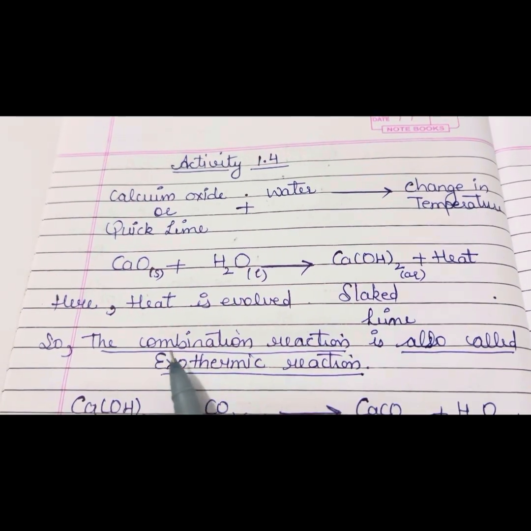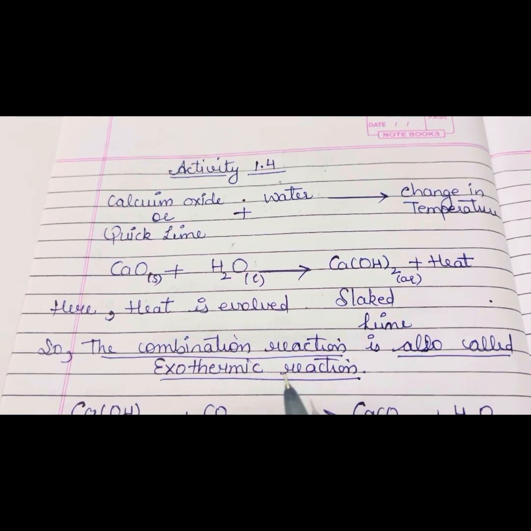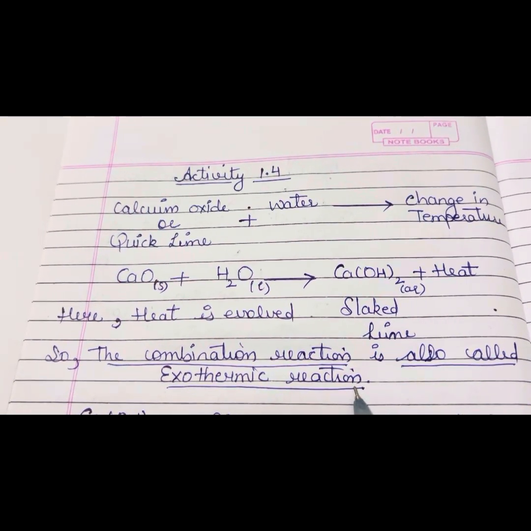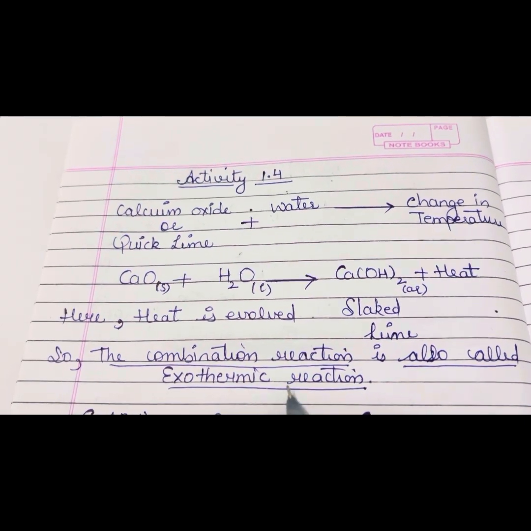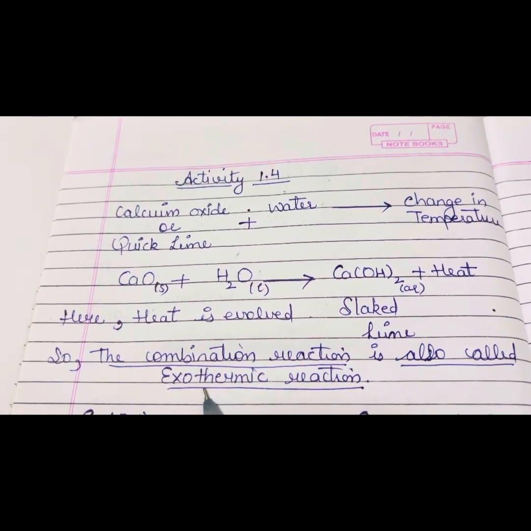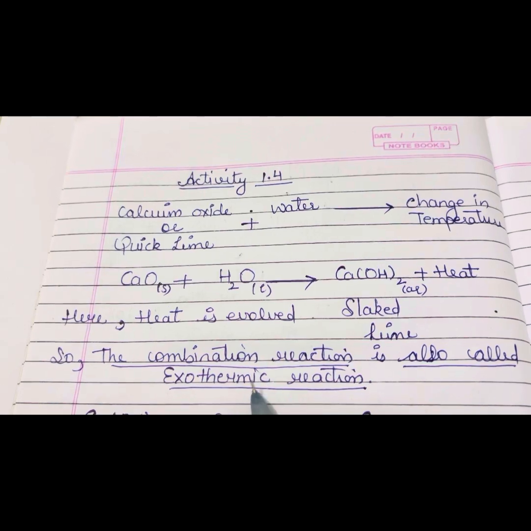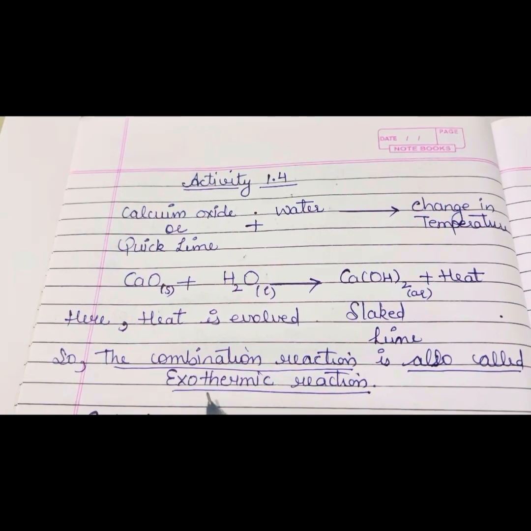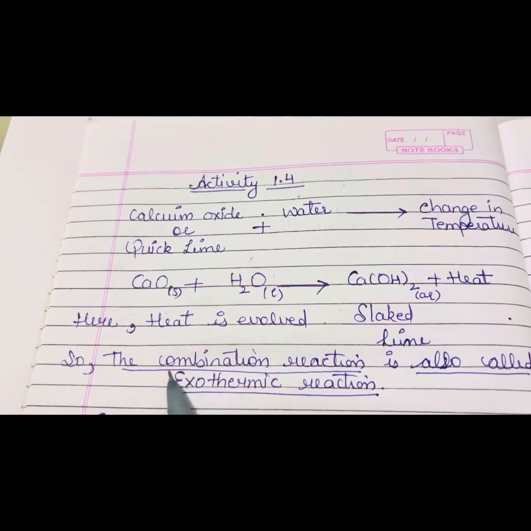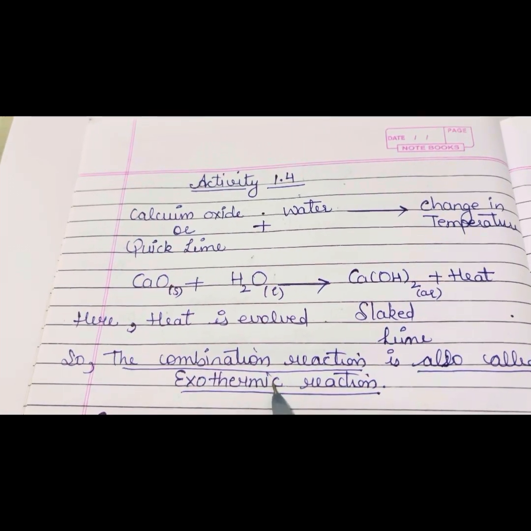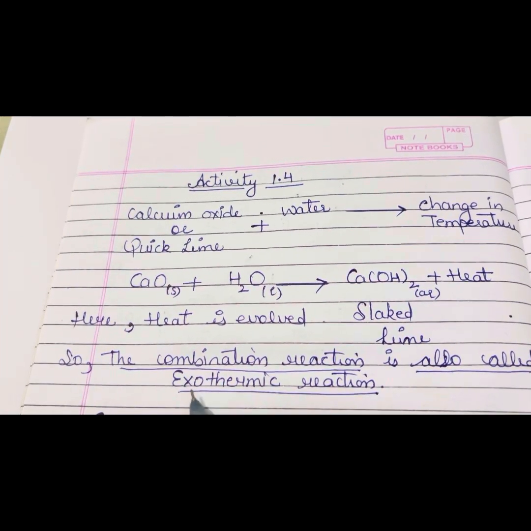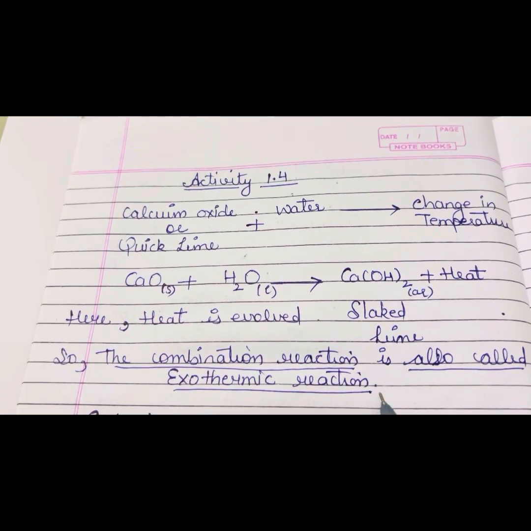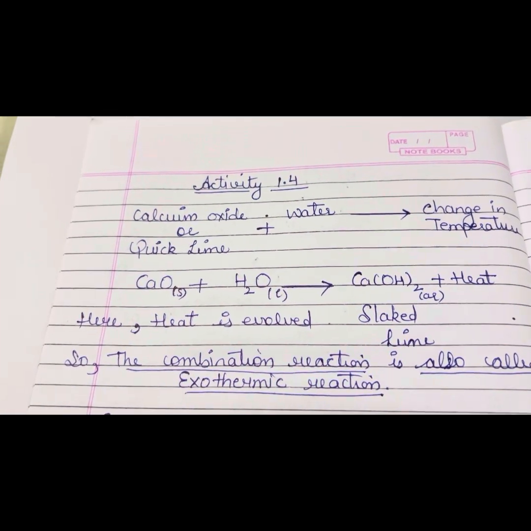So the combination reaction is also called an exothermic reaction. In the previous video, we have already discussed the exothermic reaction. Exothermic reactions are those reactions in which heat is evolved or released, where the term exo means exit and thermic means heat. That means heat is going outside. So this type of reaction is known as exothermic reaction.